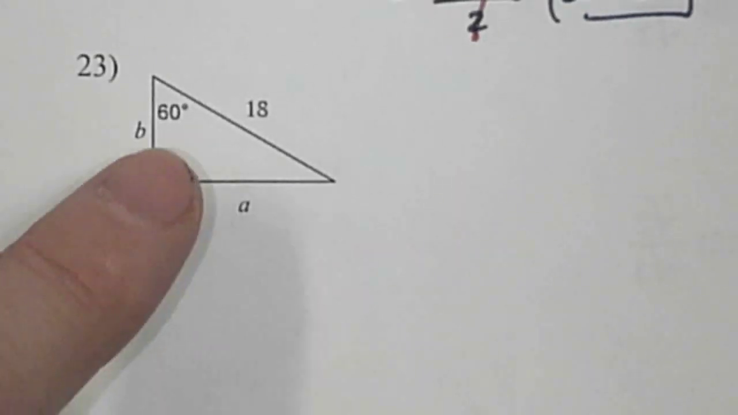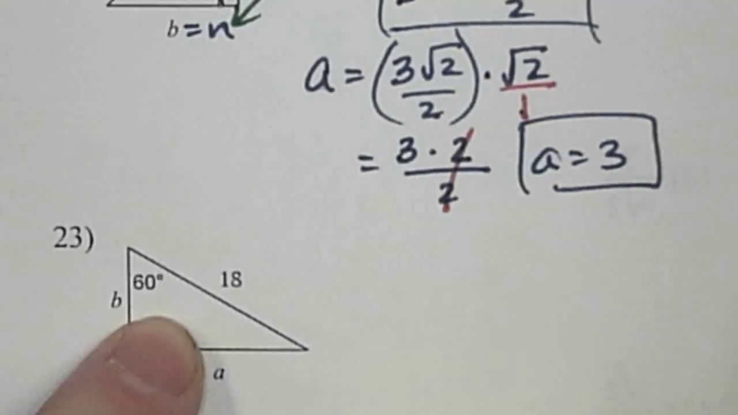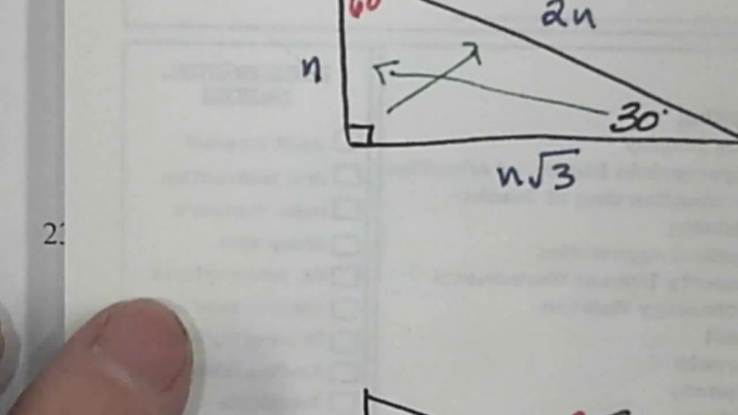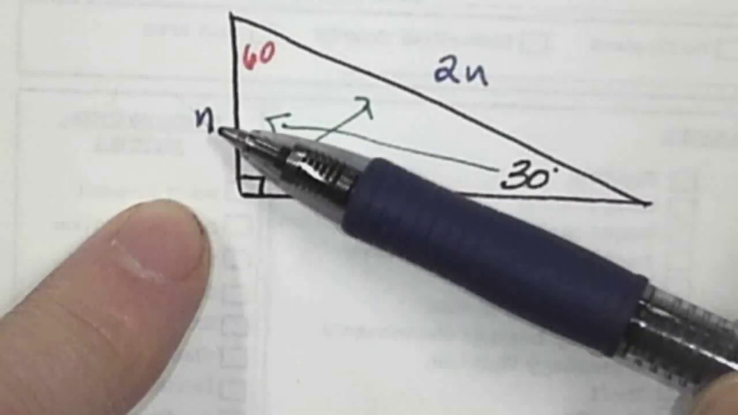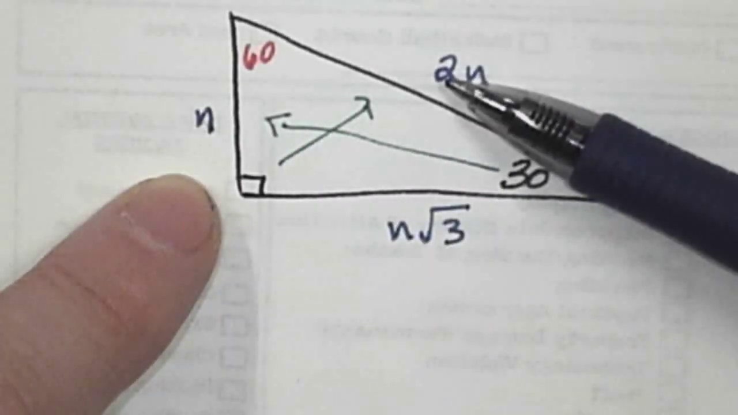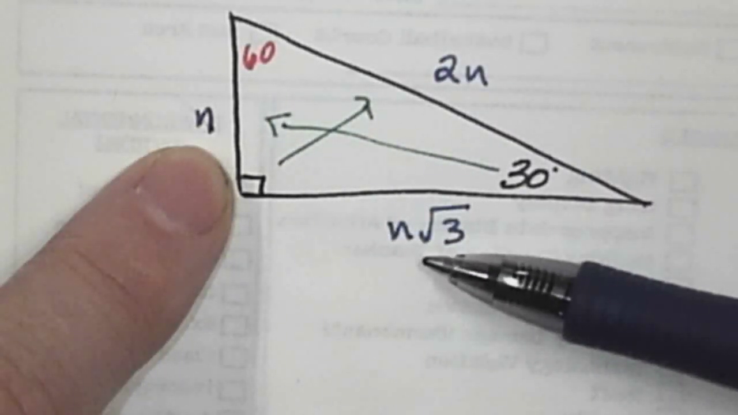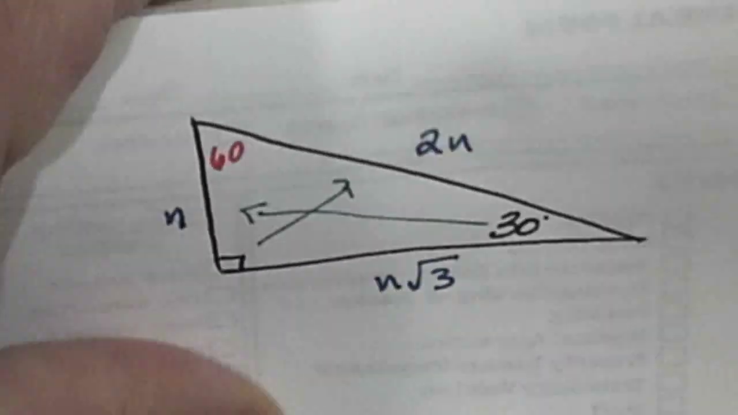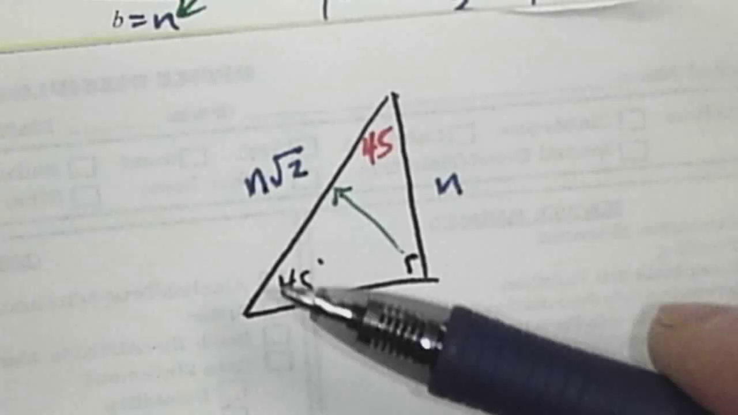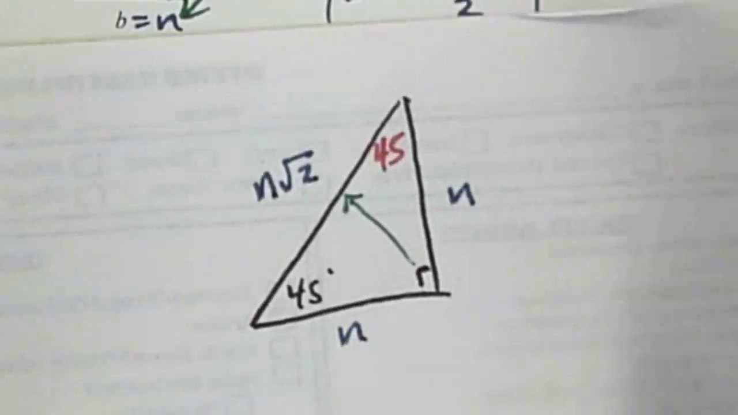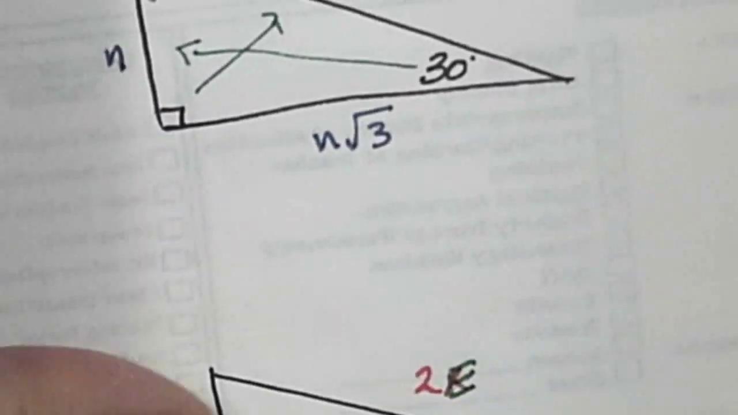Now, the 30, 60, 90. I know it's not 45, 45 because it doesn't say 45. It says 60, so I know it's 30, 60. So I use this template. Opposite 30 is n. Opposite 90 is 2n. Those are easy. Then opposite 60 will be n square root 3. Now the other one was square root 2. The way I memorize it, it's square root 2 because I have 2 of the same angle. It's square root 3 because I have a 30.